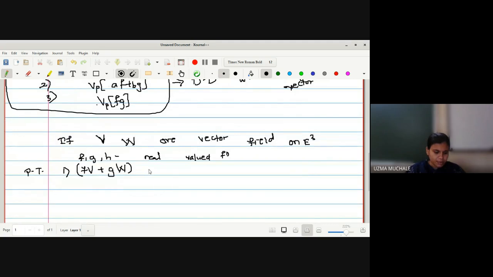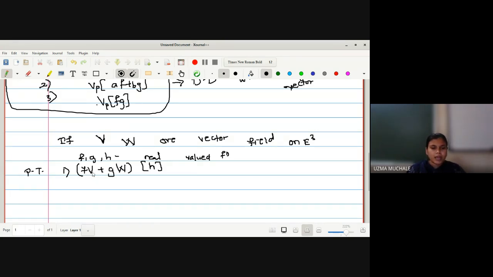fV plus gW, f and g are real valued functions, V and W are vector fields, h is also a real valued function. Now here our aim is to evaluate the directional derivative of this real valued function. Don't get confused that we are always finding the directional derivative of function f. f, g, h all are real valued functions. So we are finding the directional derivative of the function h with respect to fV plus gW.